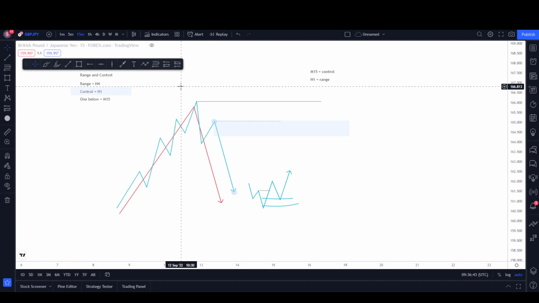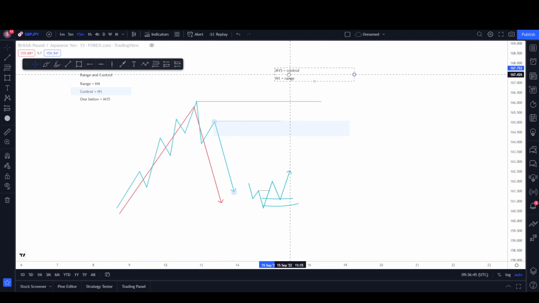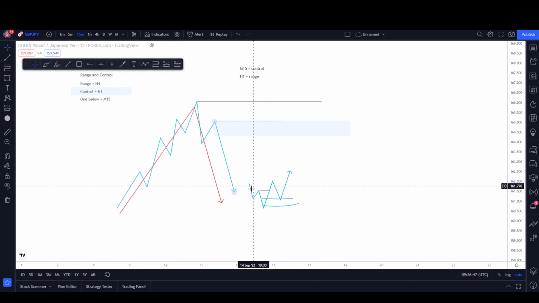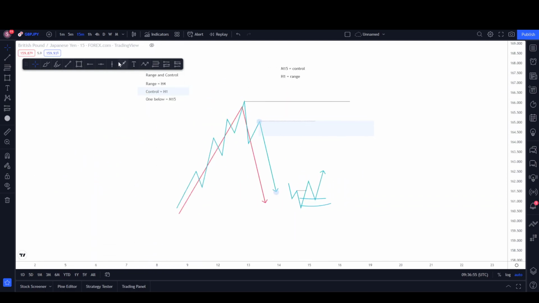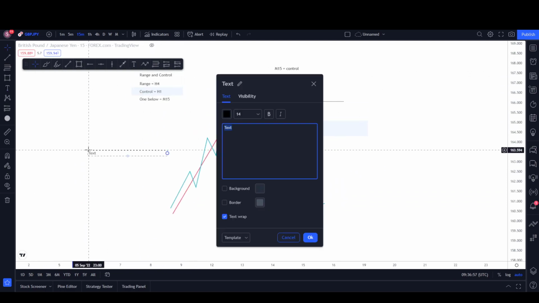But no, let me just recap. So yeah, we've had an M15 entry, and you're just monitoring at this H1 level. It's essentially a really easy way to play it.